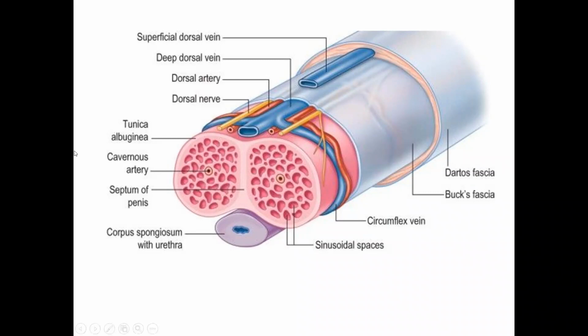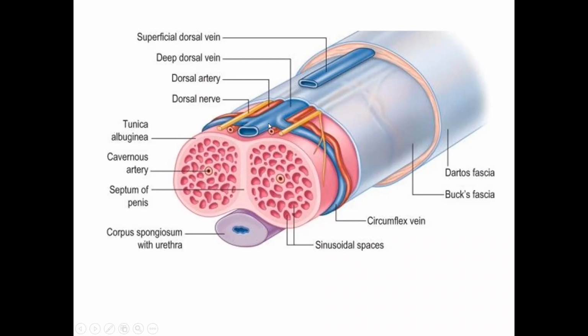When the parasympathetic nerve supply is supplying the cavernous artery, the deep artery of the penis, it causes vasodilatation. Parasympathetic causes vasodilatation. So what happens is that the cavernous spaces expand, and because of the unyielding deep fascia, the deep dorsal vein is compressed. So the artery brings blood to the penis, but it cannot flow out. That's how the penis remains erect.